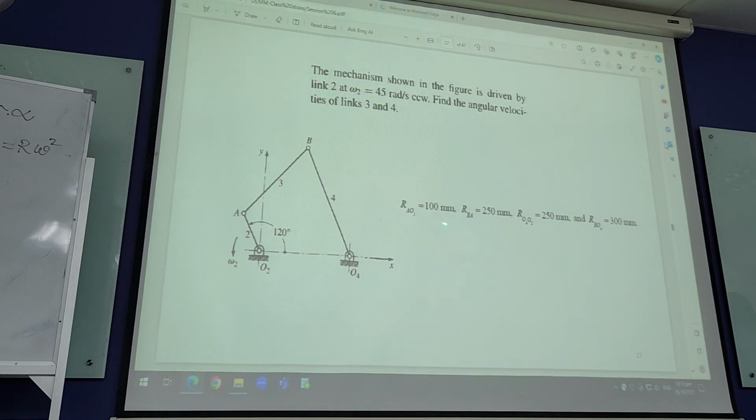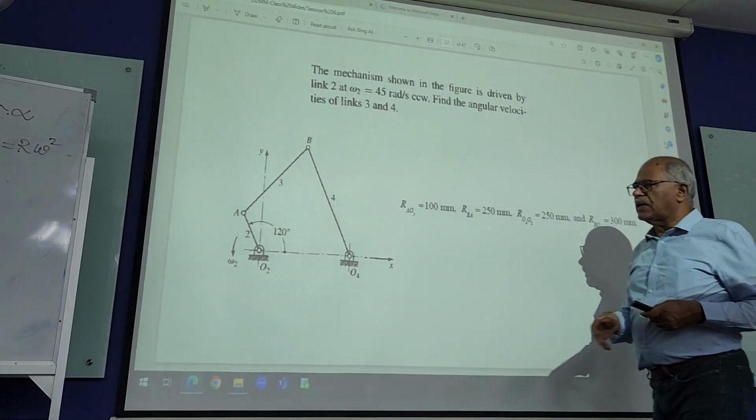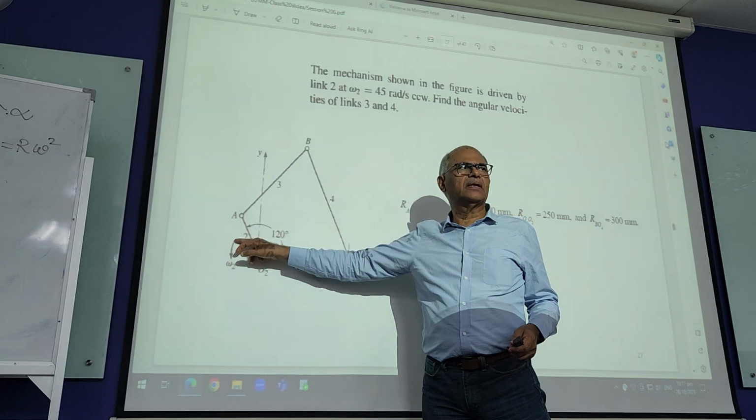Okay, so the lengths of the links are given. The angular velocity of link 2, omega 2, is given. So what can you calculate here? You can calculate the velocity of A, right? The velocity of A is the length of link A to O2 multiplied by omega 2. So now the angular velocity is given.